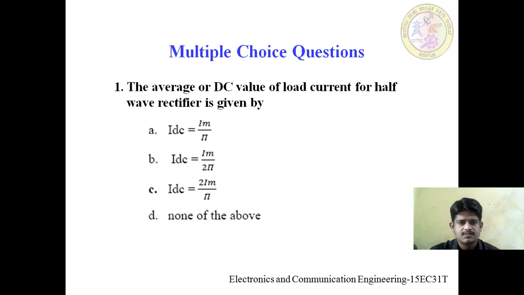Let's go with the questions. So we'll deal with the multiple choice questions. The first one: the average or DC value of a load current for a half wave rectifier is given by. In the same session we have discussed this. Initially, we have seen the values for the average or DC value of a load current for a half wave rectifier. The options given are IDC is equal to Im by pi, second option IDC is equal to Im by 2 pi, third option IDC is equal to 2 Im by pi, and the fourth one is none of the above. So try to answer this question.